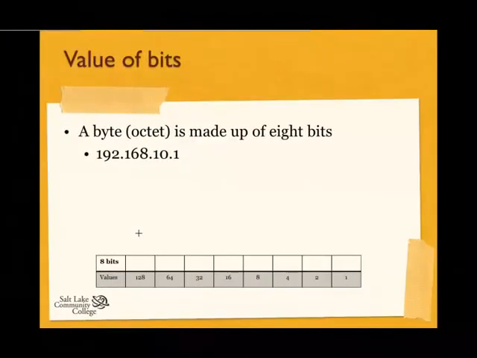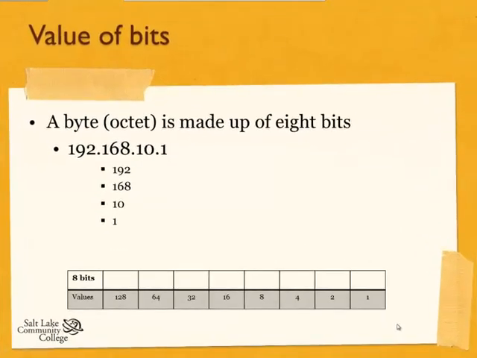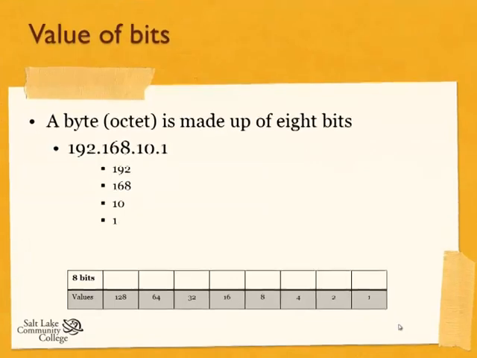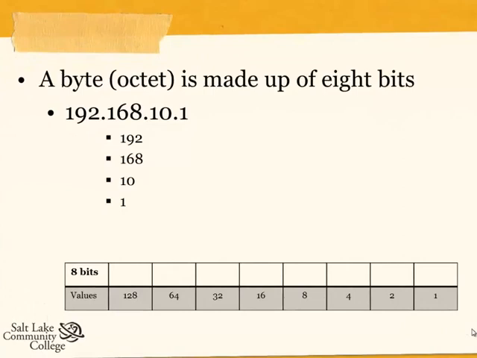It's important that you're comfortable converting between binary and decimal. So in this demonstration, I'm going to convert the number 192.168.10.1 into its binary form. Remember, the key to being successful with converting IP addresses between decimal and binary is remembering the value of the bits. Each bit in an octet has a set value, from the highest order bit, which is 128, to the lowest order bit, which is 1.